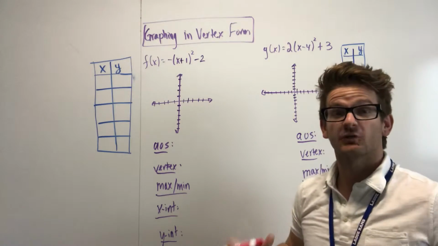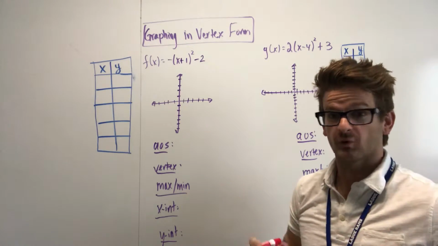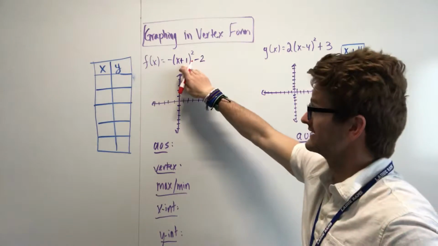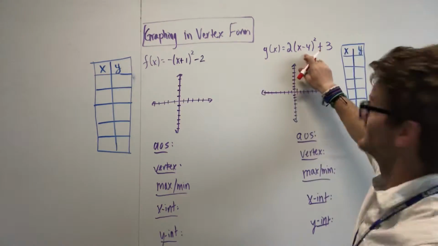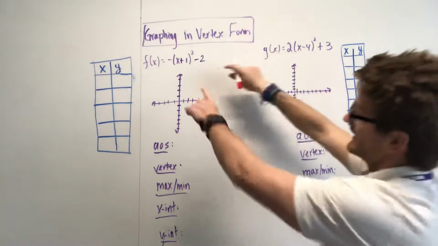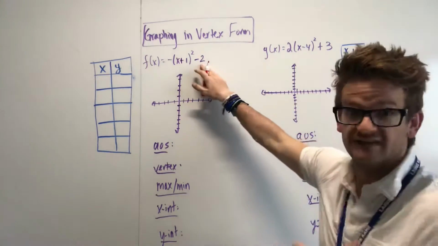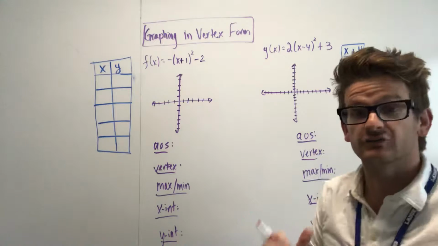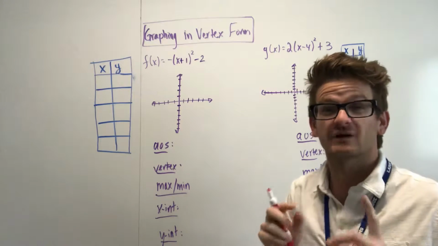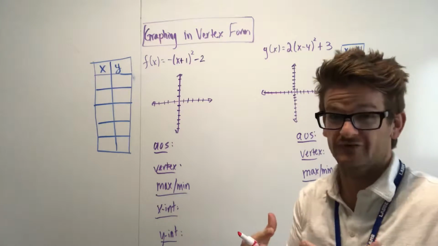Hi, in this video we're going to be graphing in vertex form. You're going to be given an equation, a function, that is in a certain form where we have parentheses and a squared and then probably something outside as well. The first thing we're going to do, based on what we know about transformations, is describe the transformation.